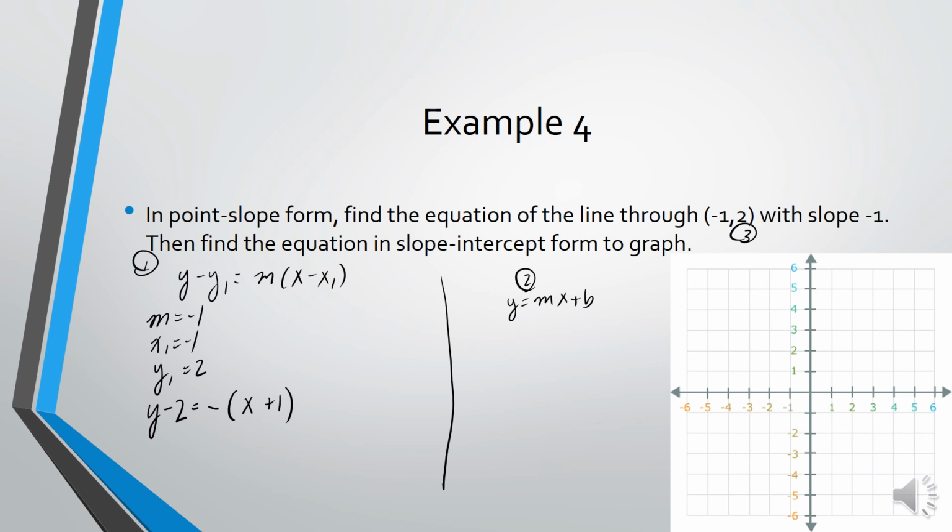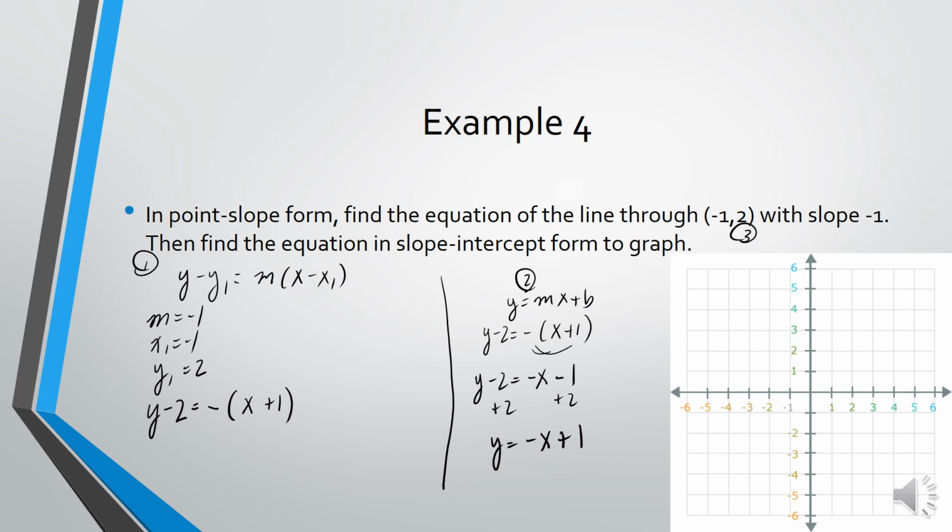Next, I'm going to manipulate this and get it in the form y equals mx plus b. So I have y minus 2 equals negative (x plus 1). I want to solve this for y. So let's start by distributing this negative. So if I distribute my negative, I get negative x minus 1. And then I'll just add 2 to both sides to get y by itself. So I get y equals negative x plus 1.